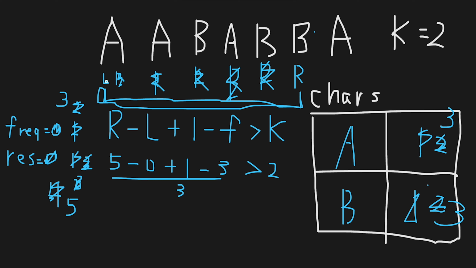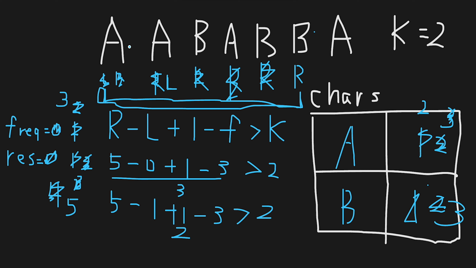Move the left pointer to next, and then remove the most left character, in this case a. So we need to reduce the number, like add minus 1 to a. So now a is 2. So again, 5 minus 1 plus 1 minus 3 is greater than 2? In this case it's 2, so this condition doesn't meet.